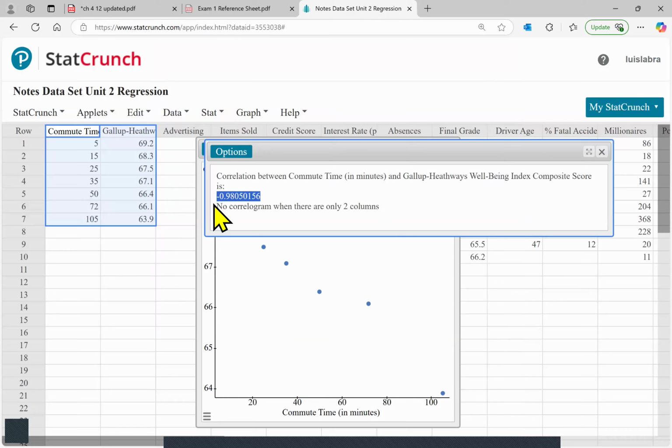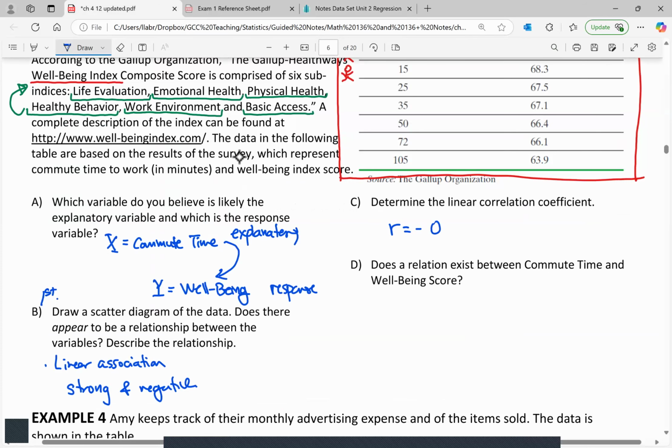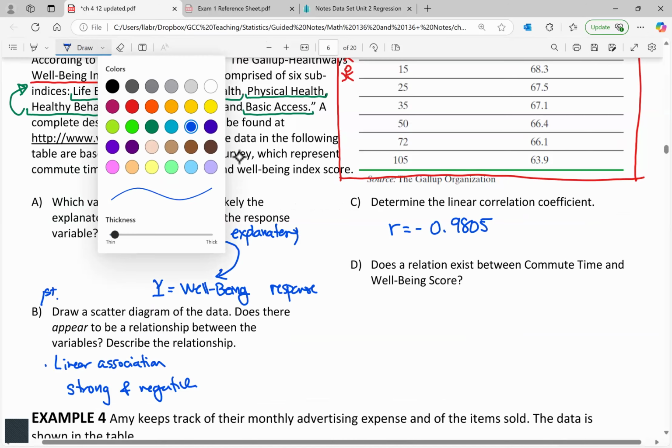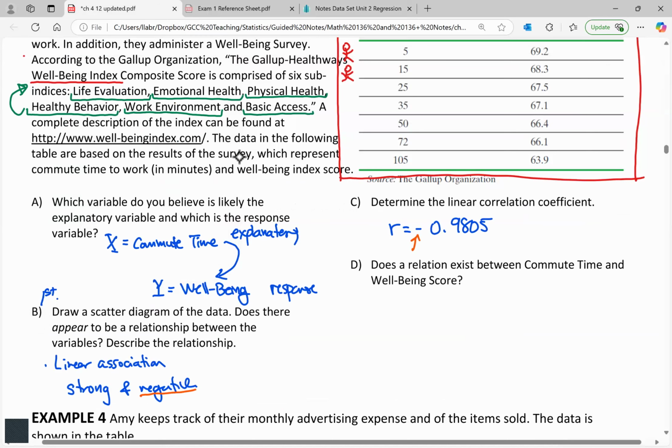And we have our correlation coefficient of negative 0.9805. So the sample correlation coefficient here is negative 0.9805. And what I want to point out is that this does in fact support the following assumptions. Notice it's negative. That means that there's a negative trend. And then 0.98 is close to 1, which means that I have a strong correlation.